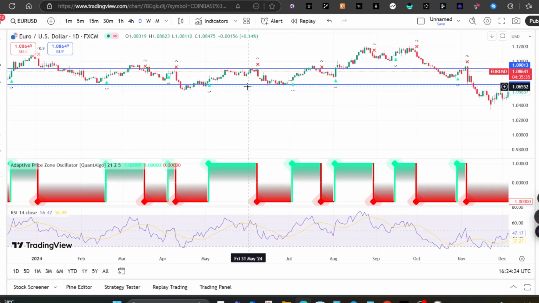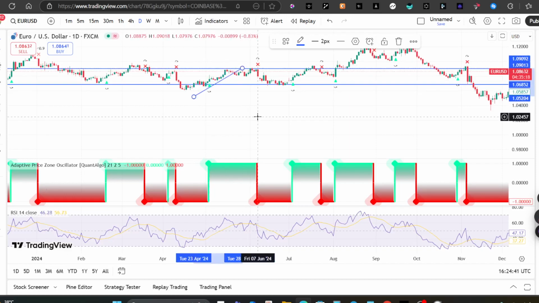Now if we combine that with a momentum indicator like the relative strength index, which shows that the market is oversold around this territory, can you see that? We can be more confident that the price could start to reverse upward from that level, and you can see that it was actually that reversal. So this is a great example of how combining the price zone oscillator with other indicators can help you make a more informed trading decision.